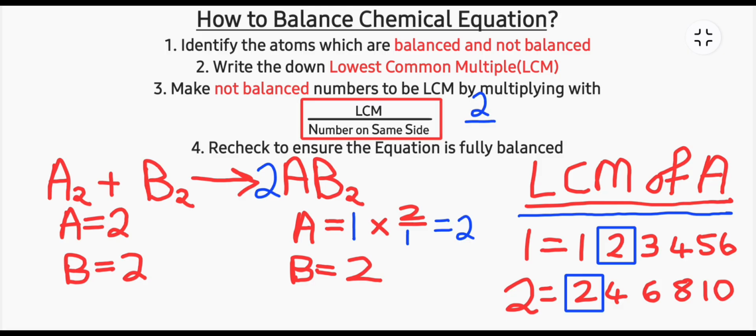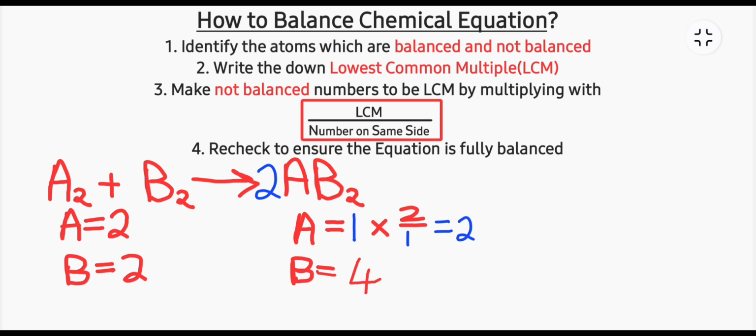I will then check. As I recheck, I'm aware the A is 2, the A is 2, the B is 2, but the B should be 4. So I'm going to change this and make it 4 like that. Now that it's a 4, let's get it balanced at that 4.